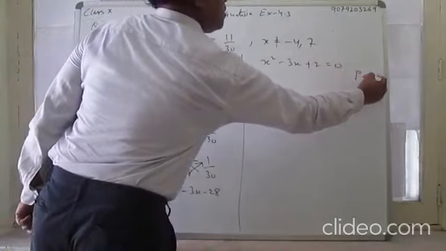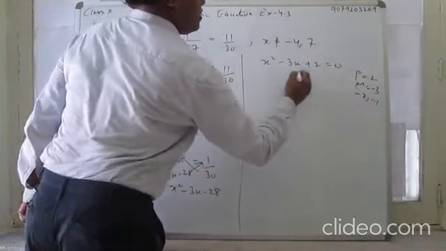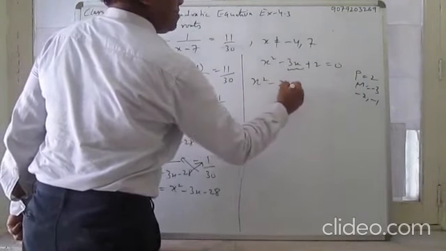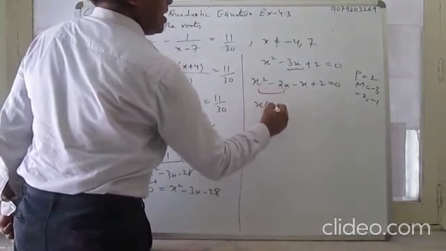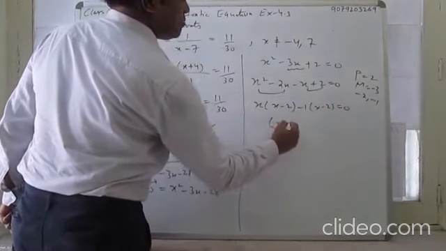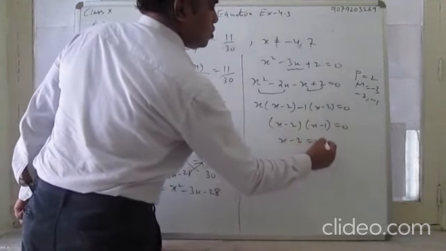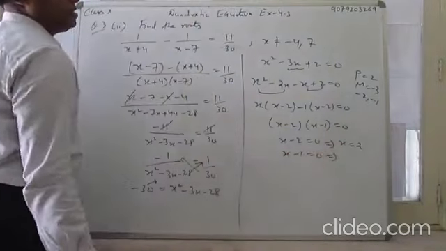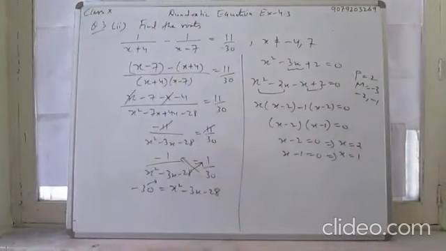Product is 2, middle term is minus 3. So what are the factors of 2? Minus 2 and minus 1. Instead of this, you can write x square minus 2x minus x plus 2 is equal to 0. Make groups. Take x common, x minus 2 in this, minus 1 common, x minus 2. Again x minus 2 common, x minus 1 in the other bracket. Make this 0. x minus 2 is equal to 0, so x is equal to 2. x minus 1 is equal to 0, so x is equal to 1.